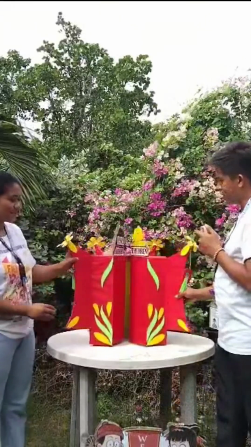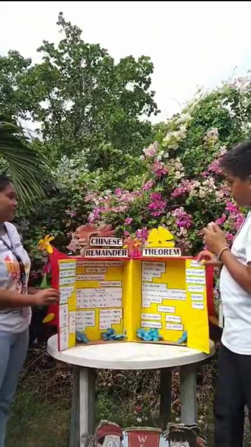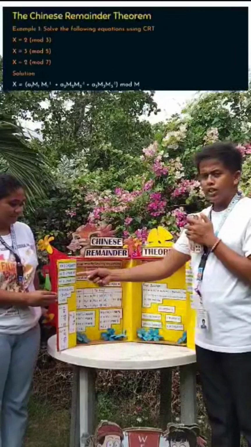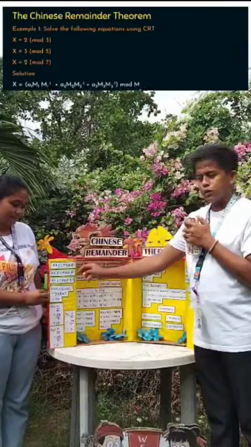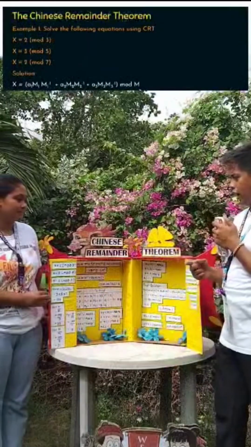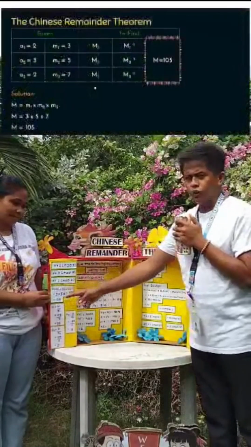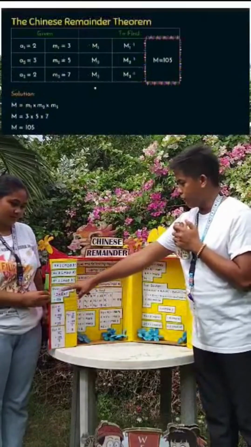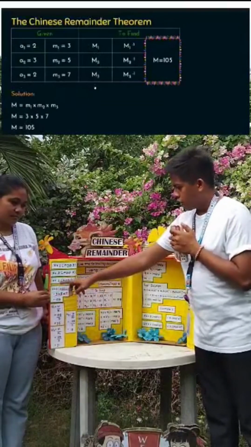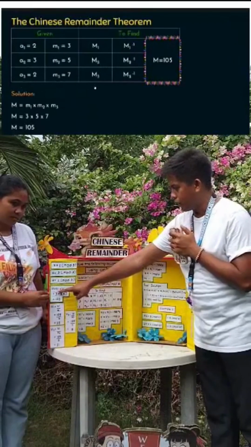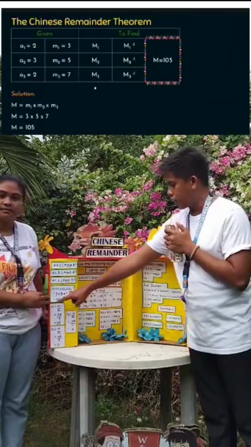For the first example, we have x ≡ 2 mod 3, x ≡ 3 mod 5, x ≡ 2 mod 7. First we will get the bigger M. To find the bigger M, the formula is M = m1 times m2 times m3, where the moduli are 3, 5, and 7. So 3 times 5 times 7 is equal to 105.